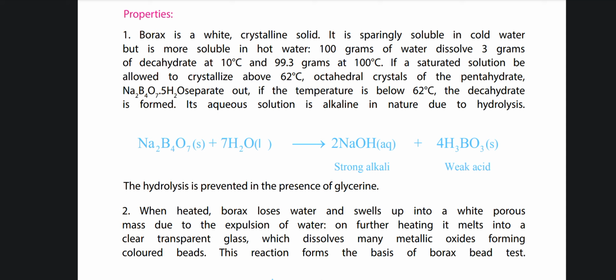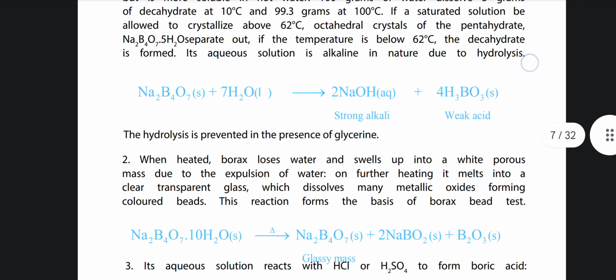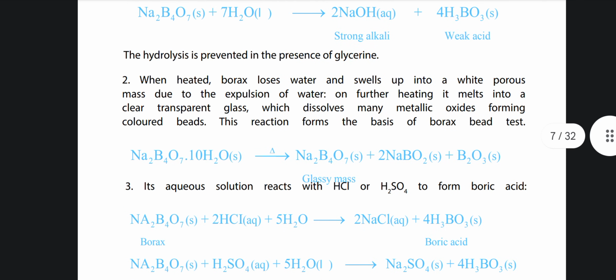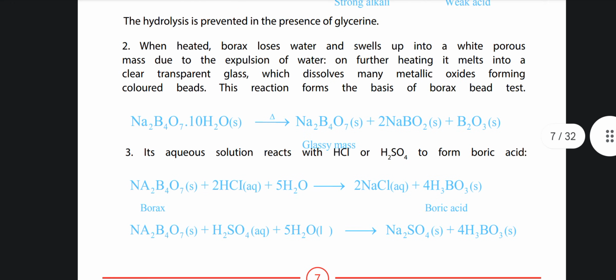Its aqueous solution is alkaline in nature due to hydrolysis. Na2B4O7 plus 7H2O gives us 2NaOH plus 4H3BO3. The hydrolysis is prevented in the presence of glycerin. When heated, borax loses water and swells up into a white porous mass due to the expulsion of water. On further heating, it melts into a clear transparent glass which dissolves many metallic oxides, forming colored beads. This reaction forms the basis of the borax bead test.